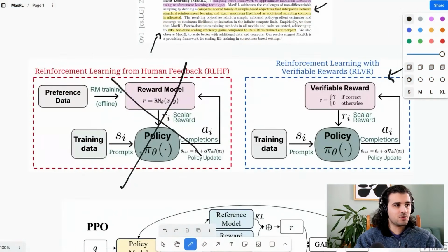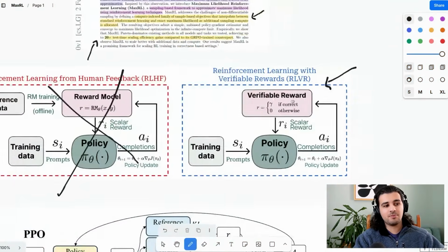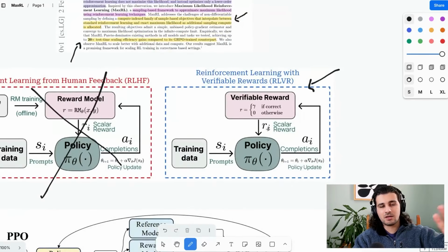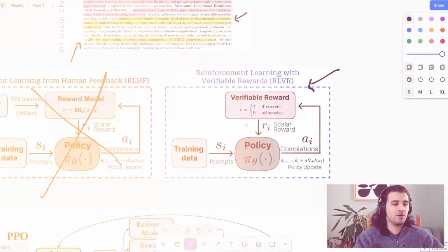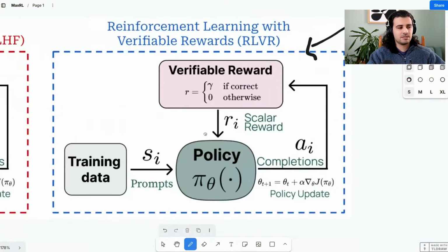So we're not in reinforcement learning from human feedback for this. We're in RLVR. And on top of that, we're not just in RLVR, we're in a specific kind of RLVR. But the RLVR paradigm is simple. You have a bunch of training data. You sample a bunch of X from them. You get a policy.